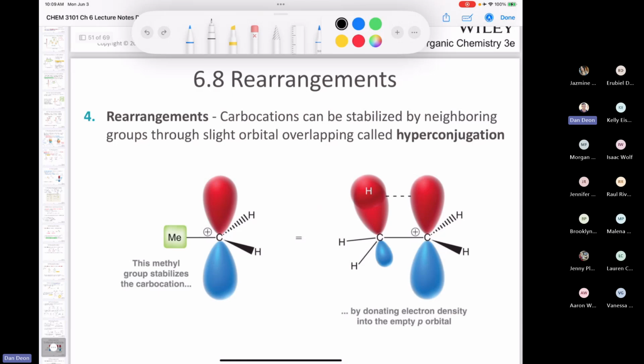And the last one, so we've covered nucleophilic attack, loss of leaving group, proton transfer. The last one is a rearrangement. It says here, if you have a carbocation, it's actually stabilized by neighboring groups through orbital interaction that we call hyperconjugation. So this is a word that comes up over and over in organic chemistry. I'll just say people usually kind of forget this word, but it is important.